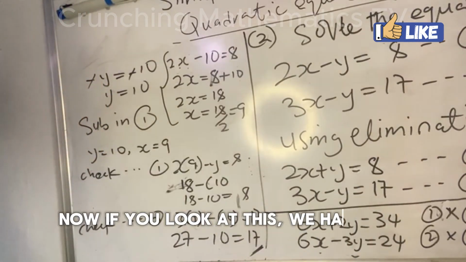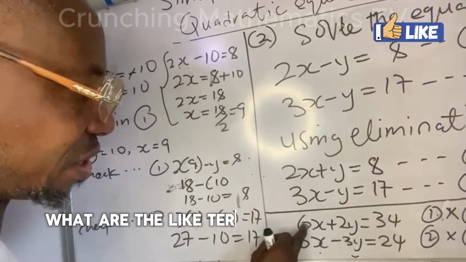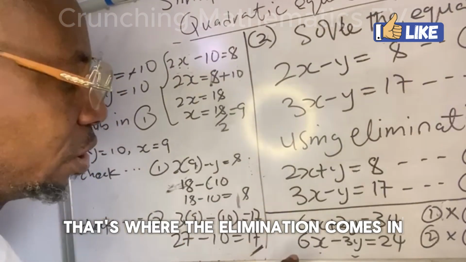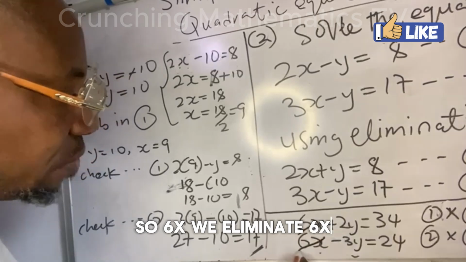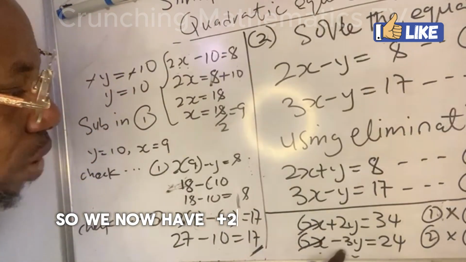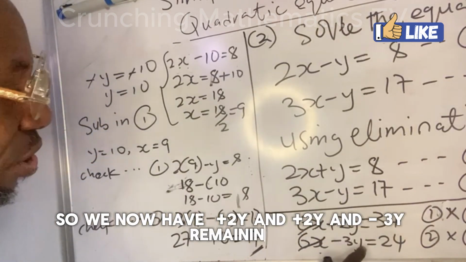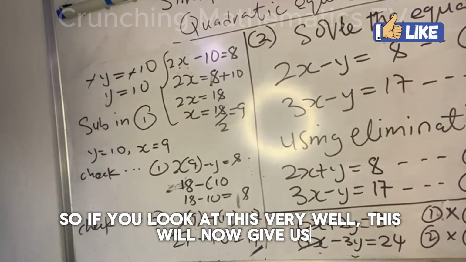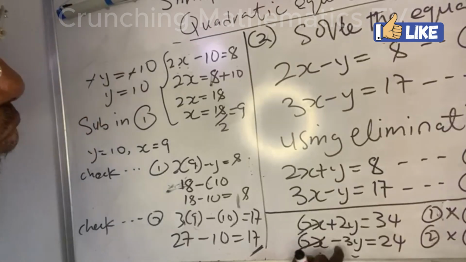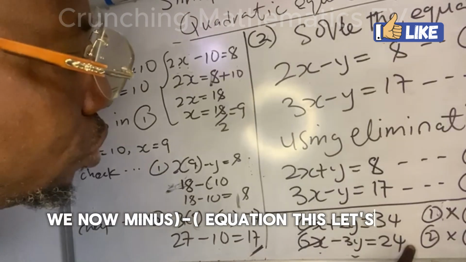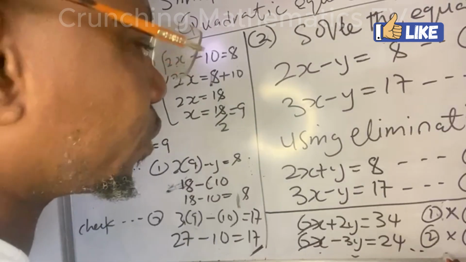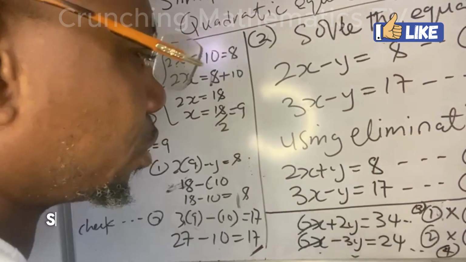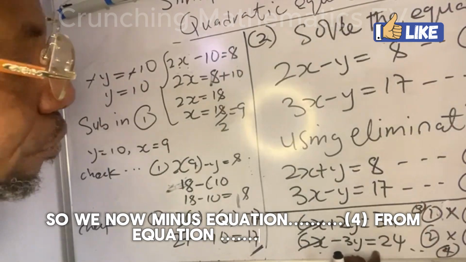Now if you look at this, we have like terms here. What are the like terms? We have 6x here and 6x here. That is where the elimination comes in. So we eliminate the 6x, and we now have plus 2y and minus 3y remaining. Let's take this to be equation 4 and this to be equation 3. So we'll now subtract equation 4 from equation 3.